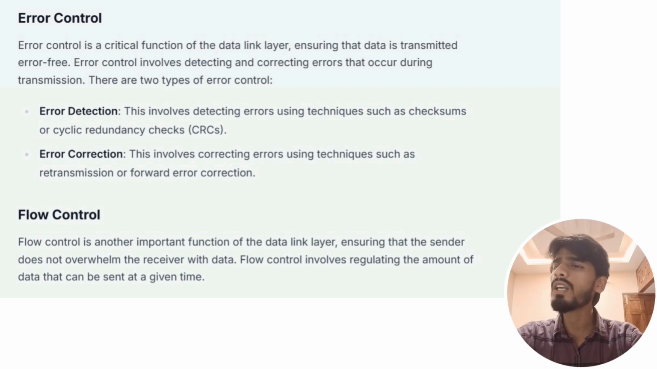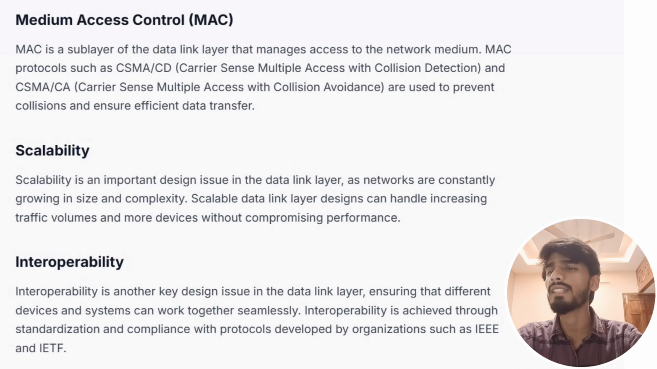Flow control. Flow control is another important function of the data link layer, ensuring that the sender does not overwhelm the receiver with data. Flow control involves regulating the amount of data that can be sent at a given time. Medium access control. Medium access control is a sub-layer of the data link layer that manages access to the network medium. Medium access control protocols such as CSMA/CD, that is carrier sense multiple access with collision detection, and CSMA/CA, carrier sense multiple access with collision avoidance, are used to prevent collisions and ensure efficient data transfer.